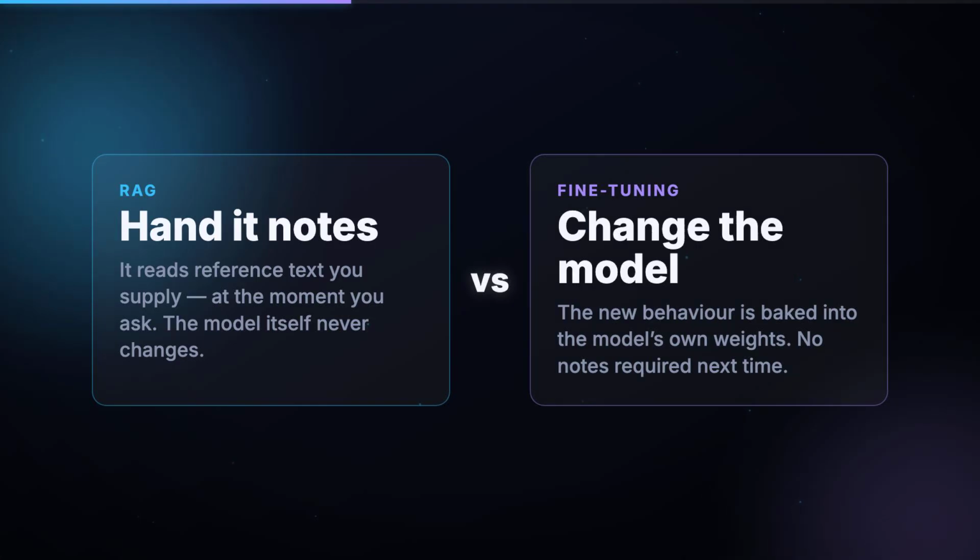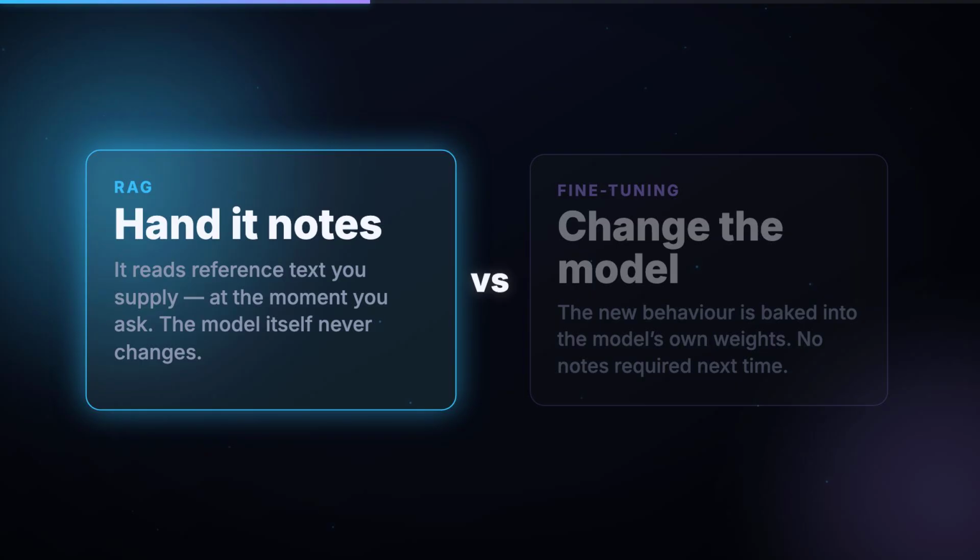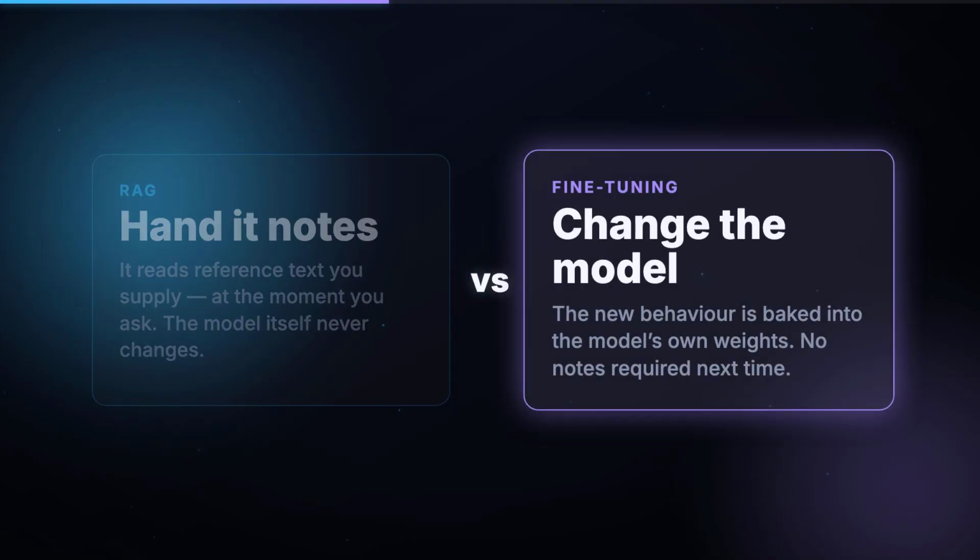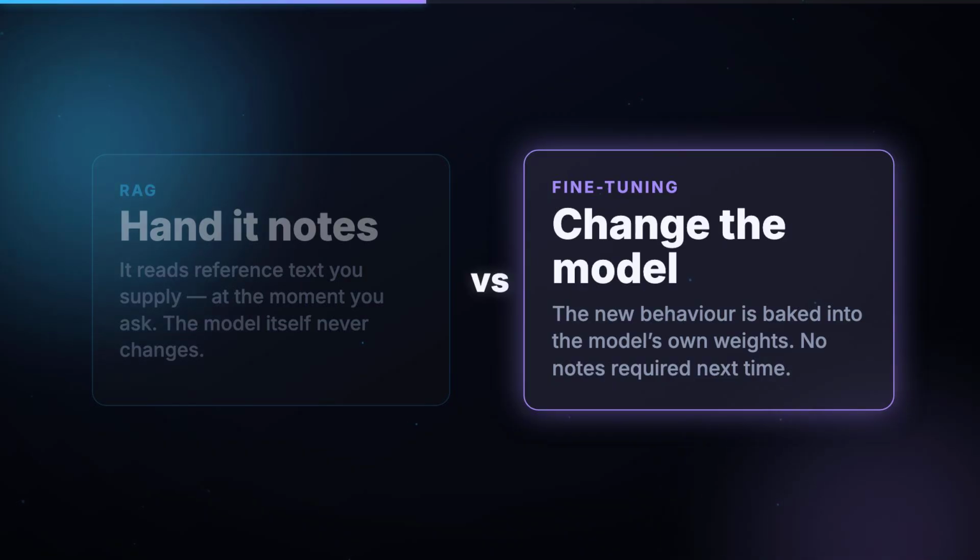If you saw our video on RAG, this is the other way to customize a model. RAG hands the model notes to read at the moment you ask, but the model itself never changes. Fine-tuning is the opposite. It bakes the new behavior in by changing the model itself.